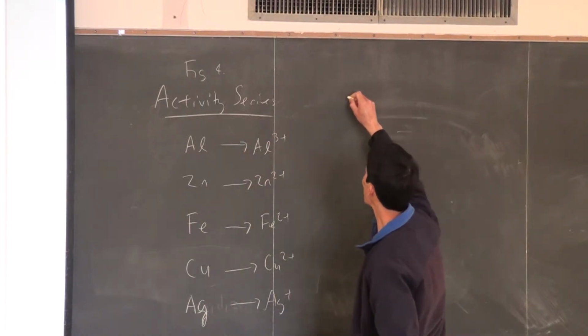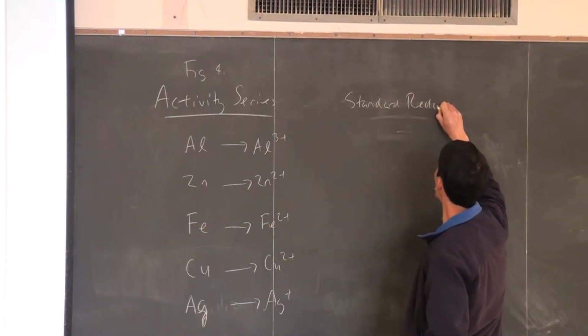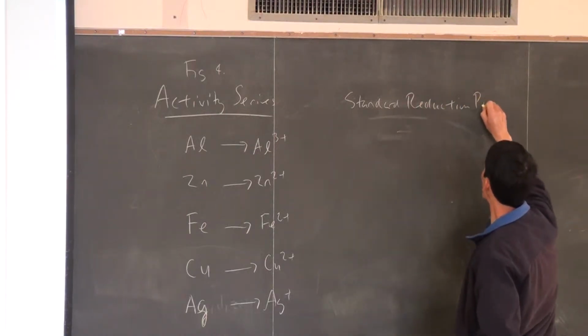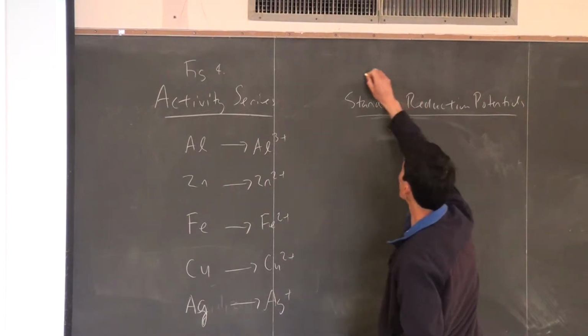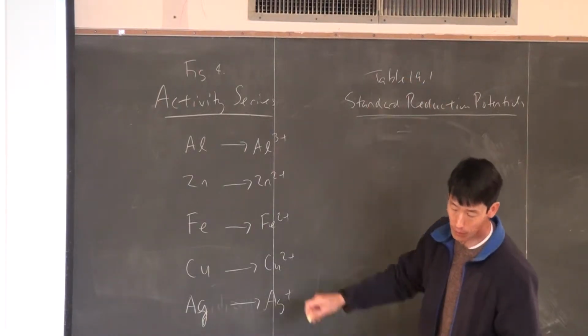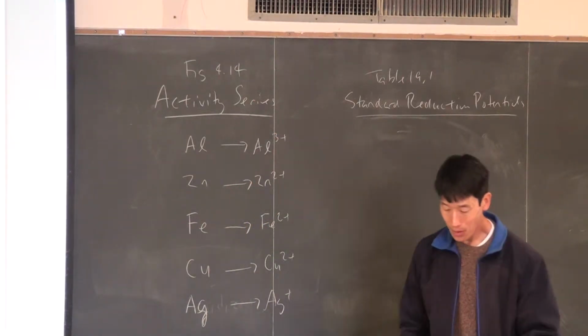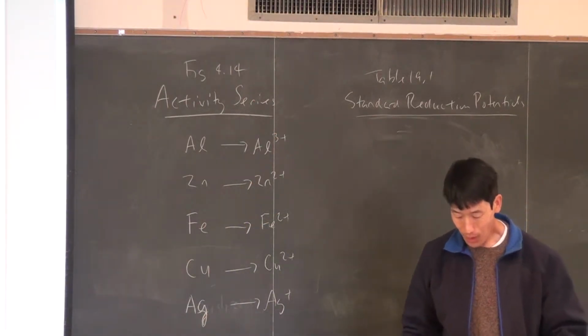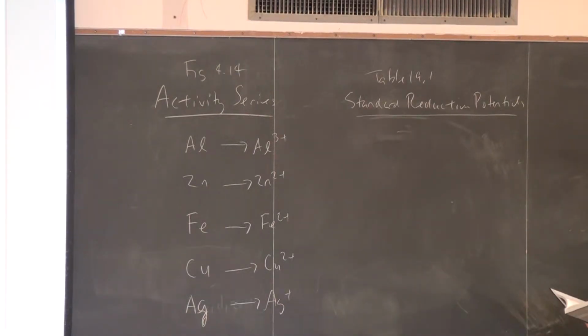Let's take a look at the standard reduction potentials. So this is table 19.1. Okay, so on this table, let's find each reaction. So let's see, aluminum going to aluminum 3+.